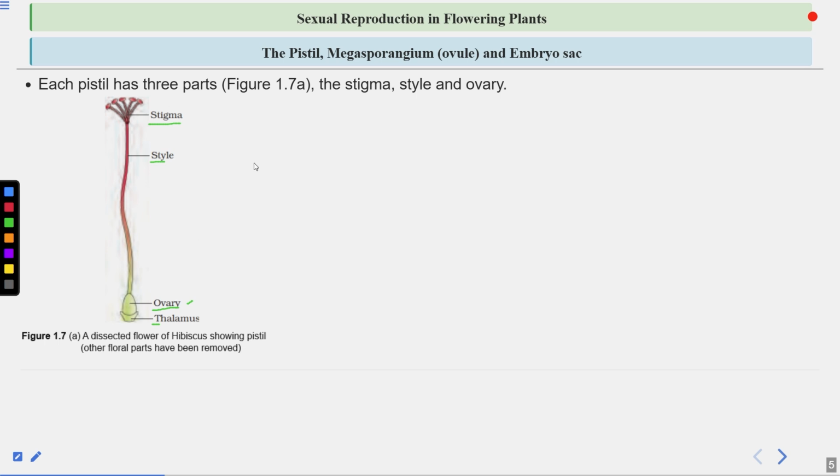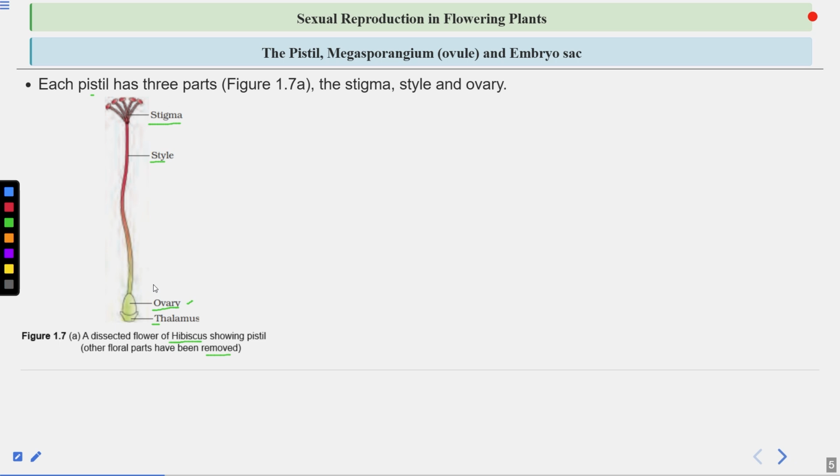So this is the pistil, and it has three parts: stigma, style, and ovary. This figure is from the hibiscus flower, showing the pistil. Other floral parts have been removed. There are other floral parts also.